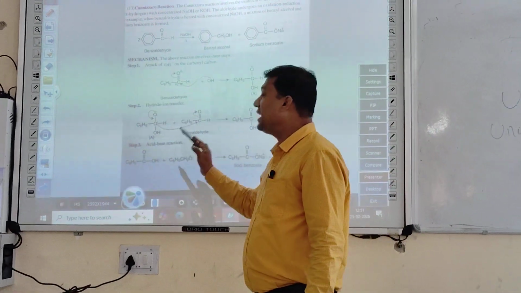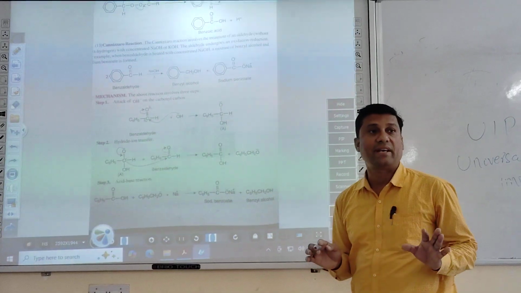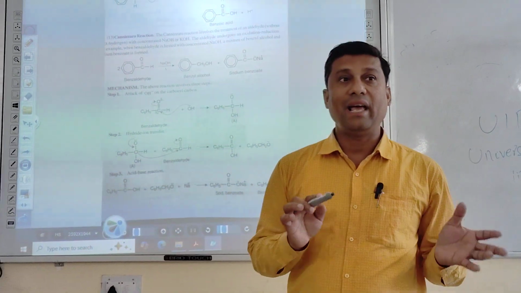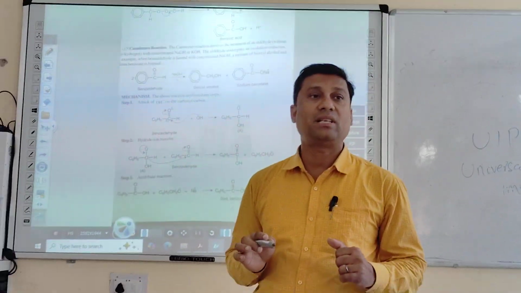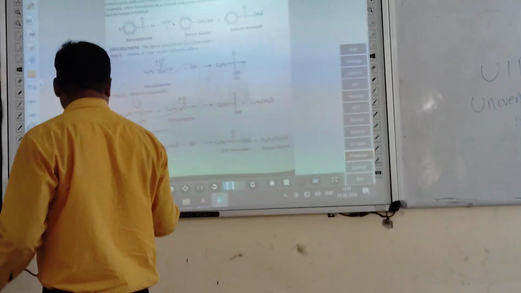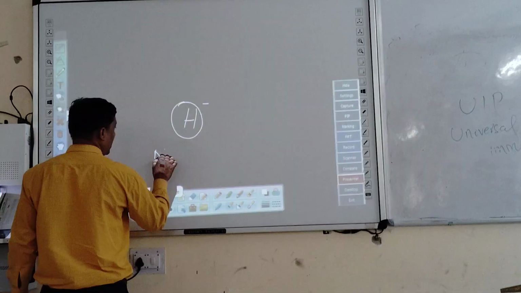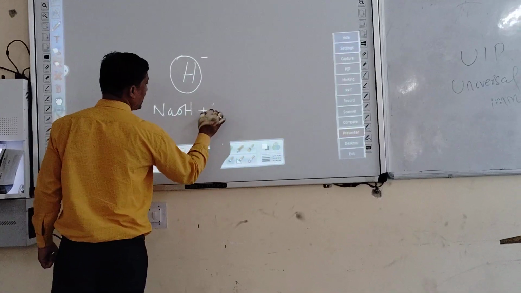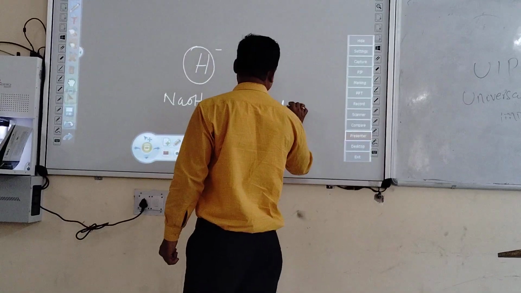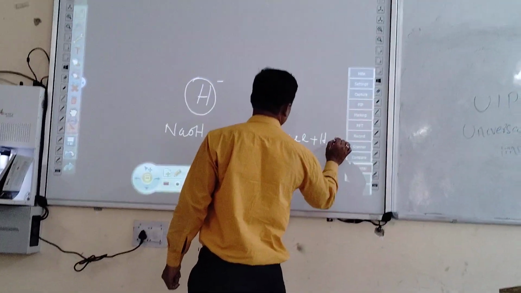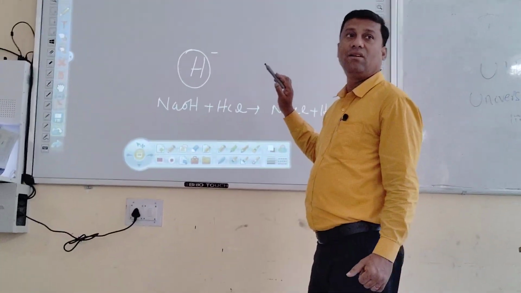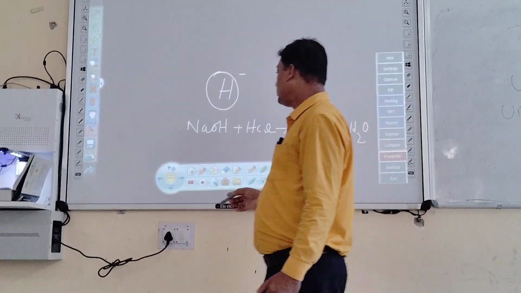In step 3, there is an acid base reaction, a simple reaction, for example sodium hydroxide and hydrochloric acid. When an acid and a base react with each other, a salt and water are formed, just like NaOH plus HCl gives NaCl plus H2O. This is the salt, this is water, this is the base and this is the acid. This is a very simple reaction.